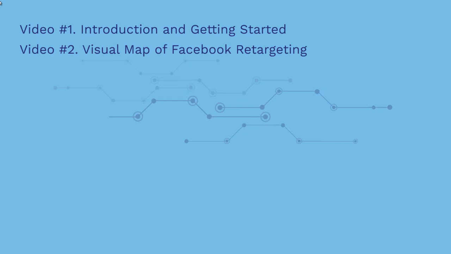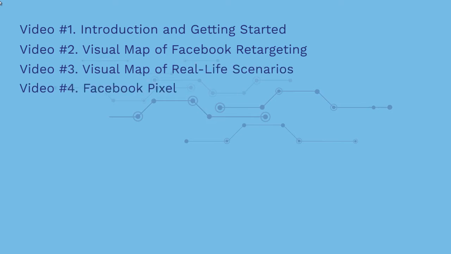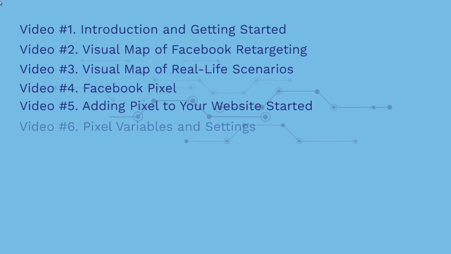Once I show you the basics via a visual map, that's when we show you some real life examples in video number 3. Of course, in video number 4, I'm going to talk about the Facebook pixel, what it is, why it's important, and how it's used. And from that point, we'll move to video number 5 and talk about how to add the pixel to your website, whether you're using WordPress, ClickFunnels, Lead Pages, or any other landing page builder.